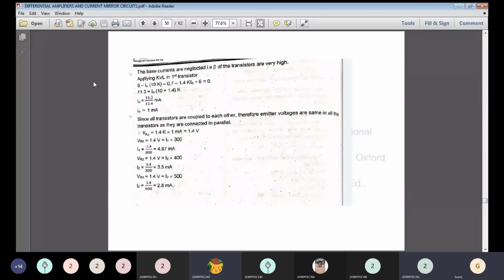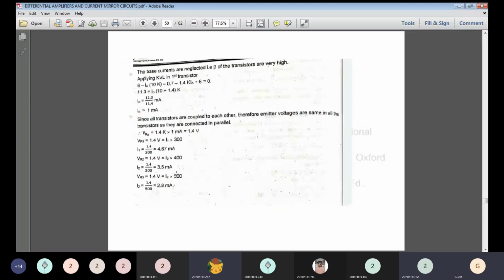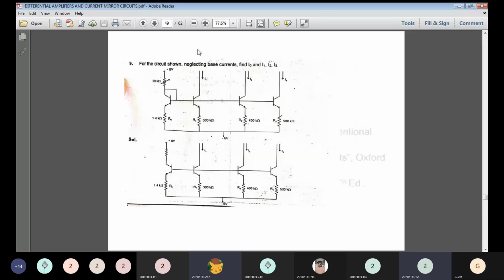So while neglecting all the base currents, what happened? Beta of the transistors are very high. So first you apply KVL in the first transistor. First you are going to calculate I0, and then I1, I2 and I3, right? So before moving on to the derivation part, you convert this diagram and then solve for I0. So where is I0? The overall output value is I0, no?